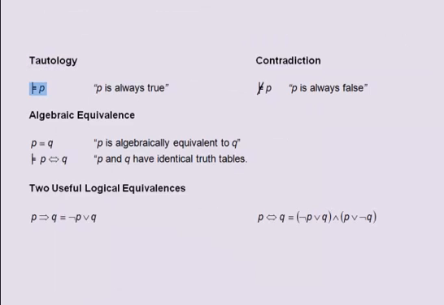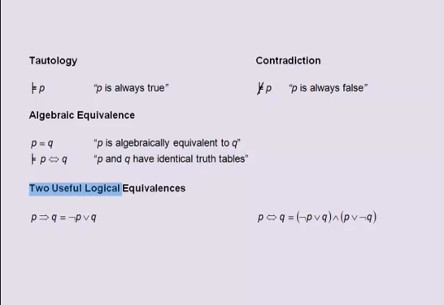Tautology. Written like this. P is always true. A contradiction. Written like this. P is always false. Algebraic equivalence. Written like this. P is algebraically equivalent to Q. Or, written like this, P and Q have identical truth tables.